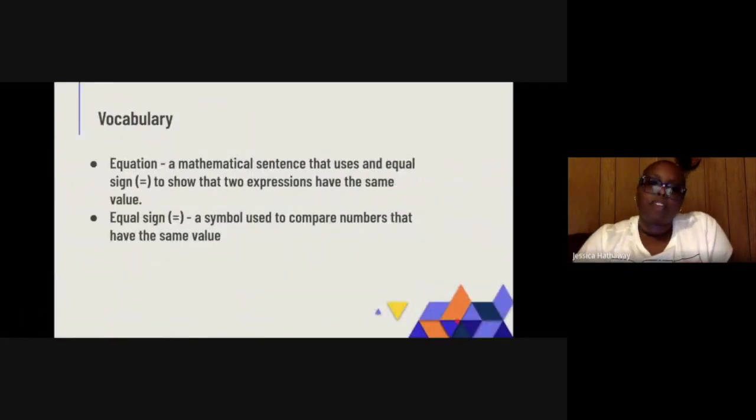Also, here is our vocabulary that we'll be working on this week. These words we should already know because we've been working with them throughout the whole school year. So here we have equation. An equation is a mathematical sentence that uses an equal sign to show that two expressions have the same value, and an equal sign is a symbol used to compare numbers that have the same value.